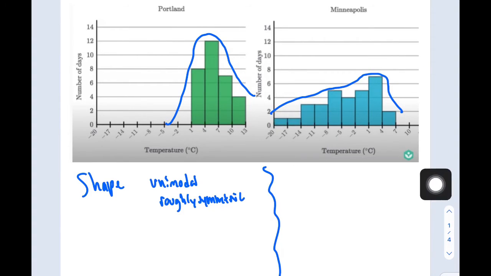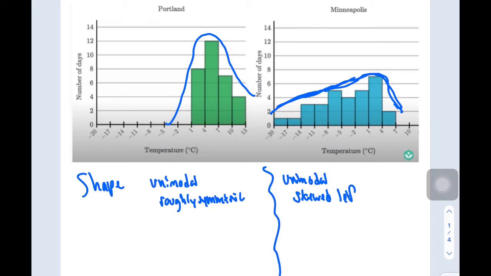Whereas this shape, it also only has one mode, one peak. So it's also unimodal. But this one's a little more stretched out to the left. So we can say this one is skewed left. And the reason it's skewed left is because of these really, really low values, possibly outliers. And what these outliers do is they stretch the data distribution in this direction. All right, so the shapes are pretty different for these two distributions.